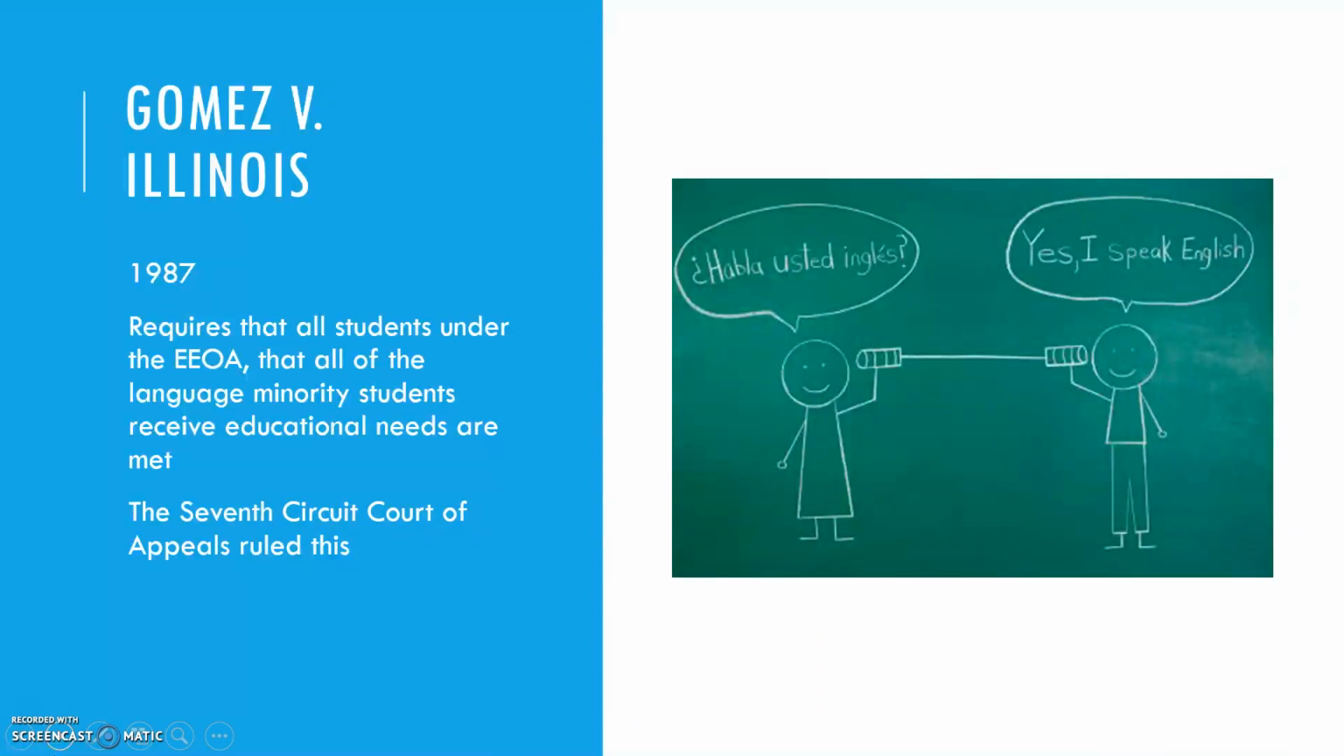Gomez versus Illinois. In 1987, the Seventh Circuit Court of Appeals ruled that under the EEOA, all language minority students must have their educational needs met.